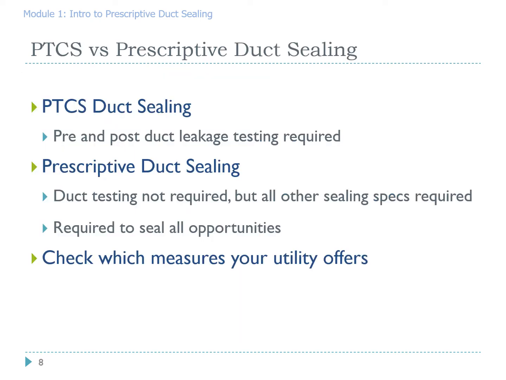Let's talk about the difference between PTCS and prescriptive duct sealing. PTCS duct sealing involves pre and post duct leakage testing. It also requires that you remove a certain percentage of duct leakage from the duct system. Prescriptive duct sealing, on the other hand, requires no testing. However, all other sealing specs are required, and just as with PTCS, you must seal all opportunities. Please check with your local utility. They may or may not offer an incentive for prescriptive duct sealing.